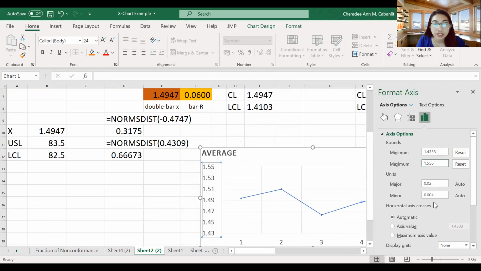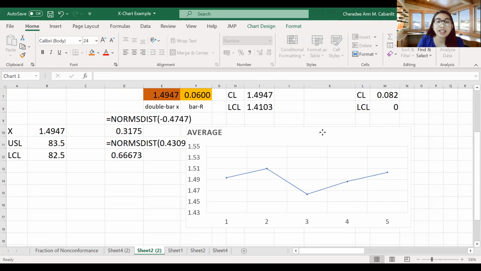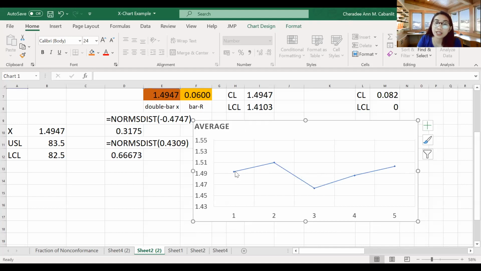Okay. Yeah, so kana. So in that case, makita na nato nga the first one is near the central line. The second one is near when patong siya sa zone B. And then the third one na sa zone B. And then here is near na siya sa zone C. And the other one is zone C also. Okay? So meaning to say the process capability, the process is still capable.